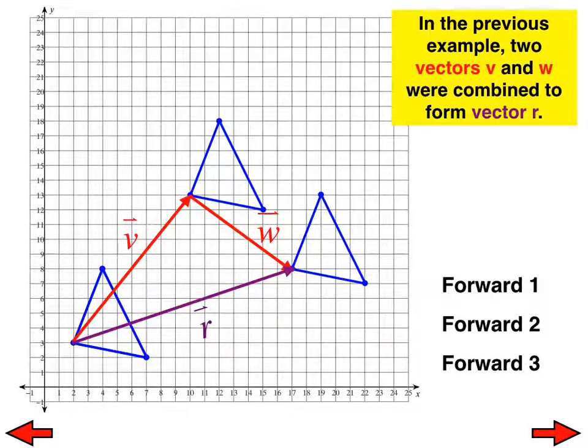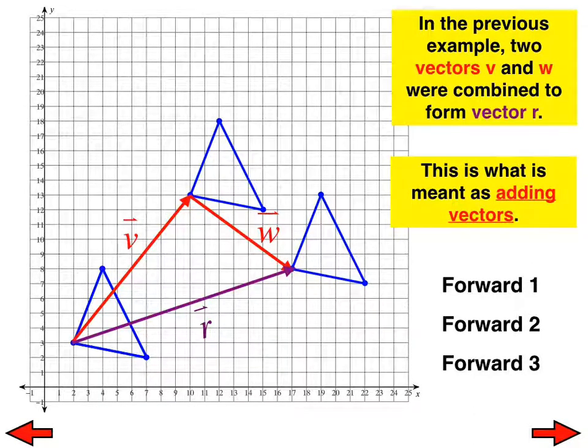And so in that previous example, two vectors, vectors v and w, were combined to form vector r. And this is what is referred to or meant as adding vectors. Adding vectors. And that is our main focus today, adding vectors. And so, vector r can be thought of as vector v plus vector w. And I believe that that is already in your notes.